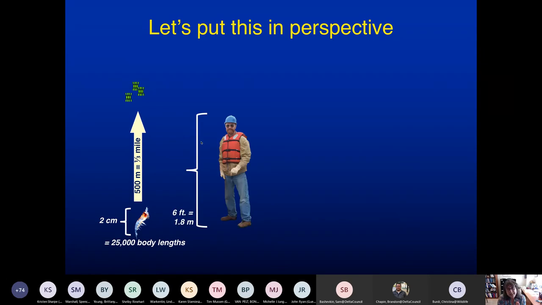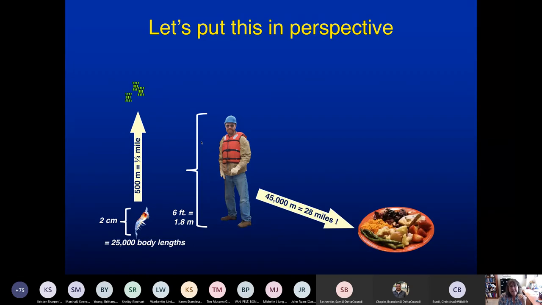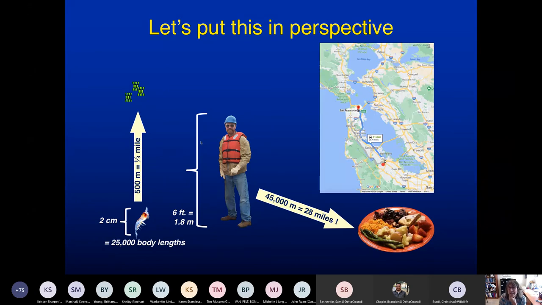Now, if you scale that up to the size of a human, and this is one of my colleagues, an oceanographer, who's about 6 feet tall, 1.8 meters. If we scale that up to human size, that's like traveling 45,000 meters to get dinner. That's 28 miles to get dinner every night. And just to put it in context, that would be like if everyone in this meeting were to take a trip from north of Palo Alto to San Francisco for dinner, walking every single night. So it's a long way to go. There's lots of animals doing it.